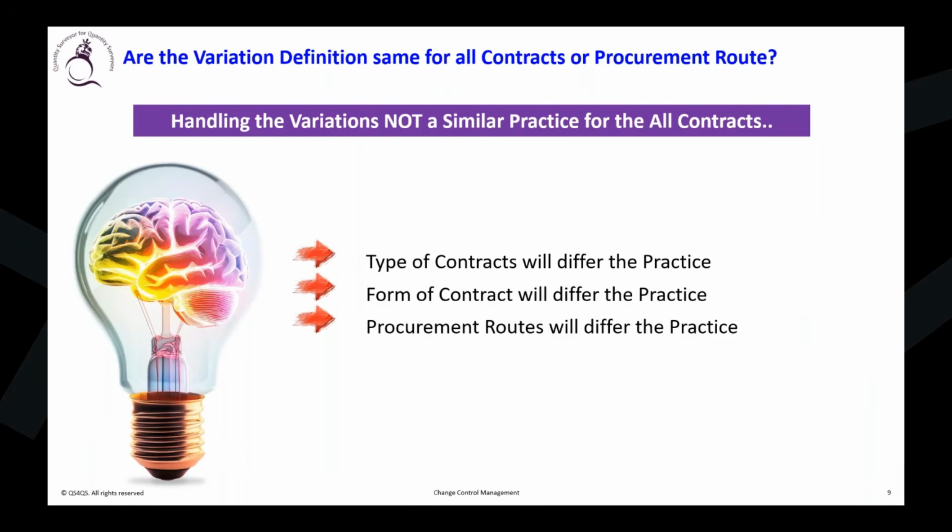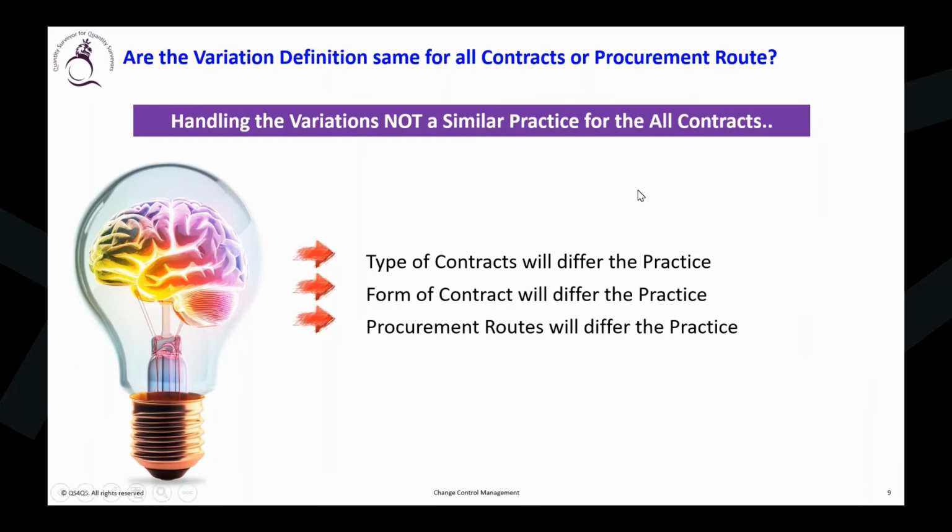Another thing is procurement routes. There are so many different varieties of procurement routes available, like traditional, design and build and its variants, and the management-oriented procurement routes, and there are so many others. All have different protocols. So it is a very simple topic we are discussing today, right? But you should understand the area is very vast.